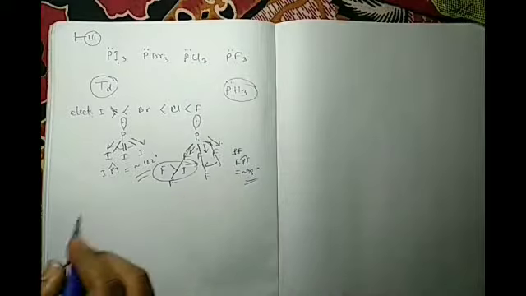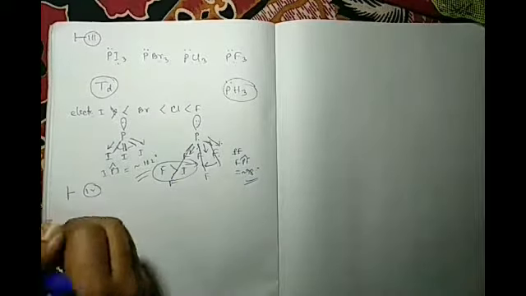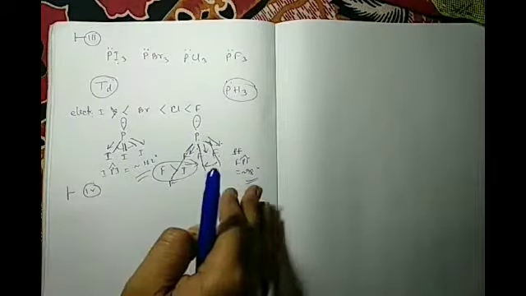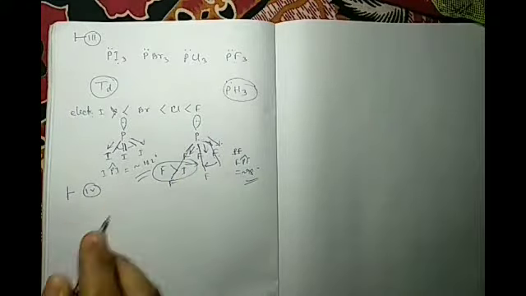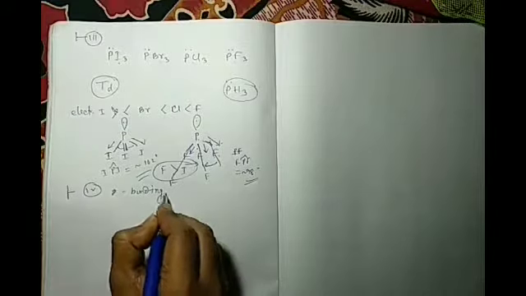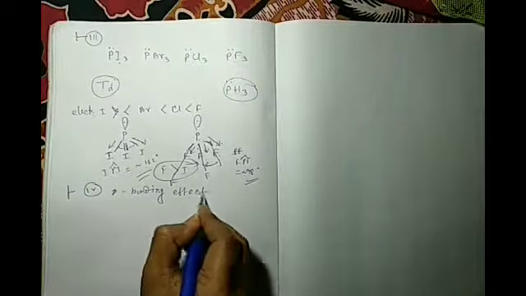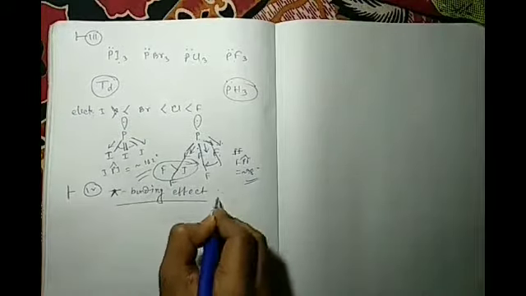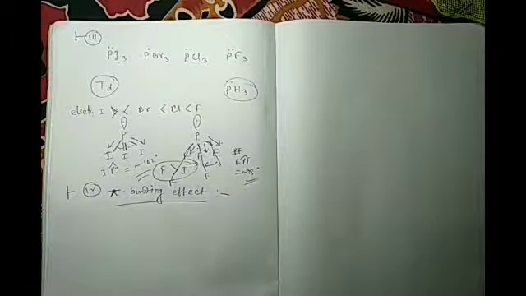So now we will tell about the fourth rule in the VSEPR theory. So the fourth rule is the pi bonding effect. So what is this? What is the pi bonding effect?